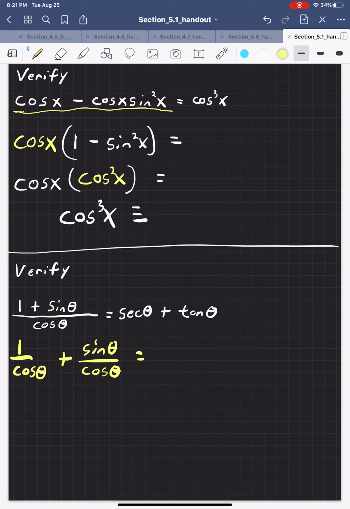1 over cosine is the same thing as secant. And sine over cosine is the same thing as tangent. So right here, we're done. We have verified our identity.